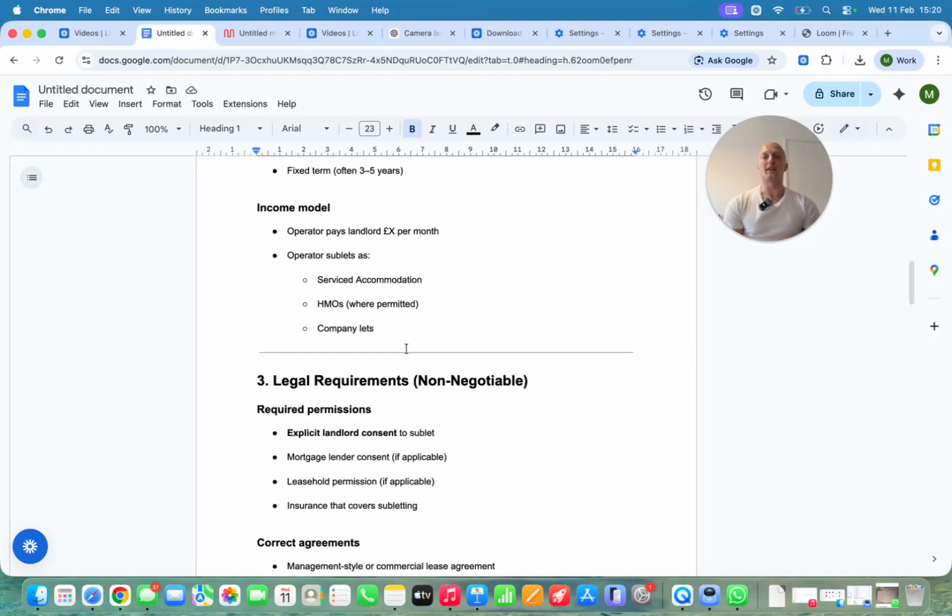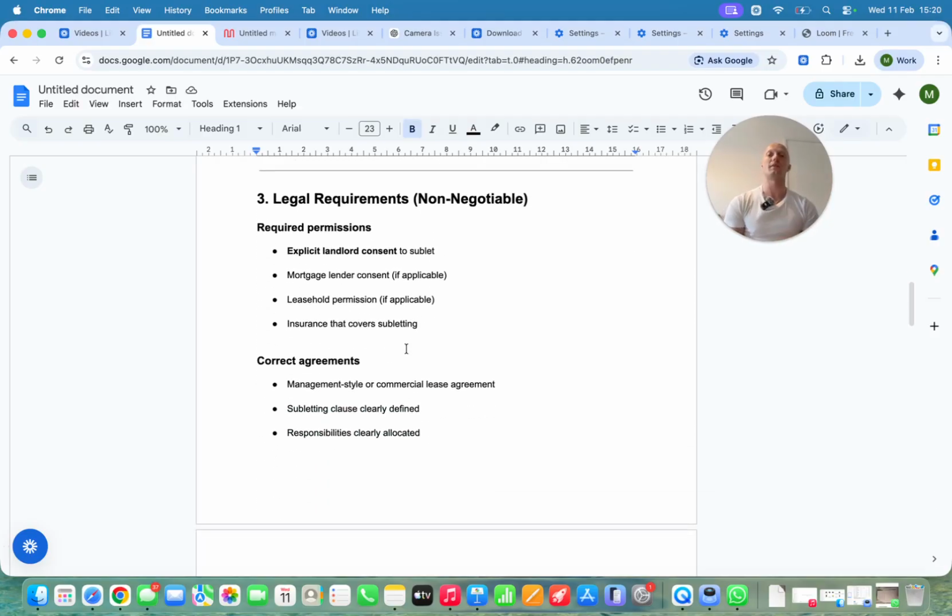So the operator pays the landlord X per month. The operator sublets the property as serviced accommodation, HMOs, or company lets. In our case, this is going to be serviced accommodation. We're going to be subletting the property to contractors or holiday goers or people that are having renovations on their property, on a nightly rate for a price. The legal requirement: explicit landlord consent to sublet.